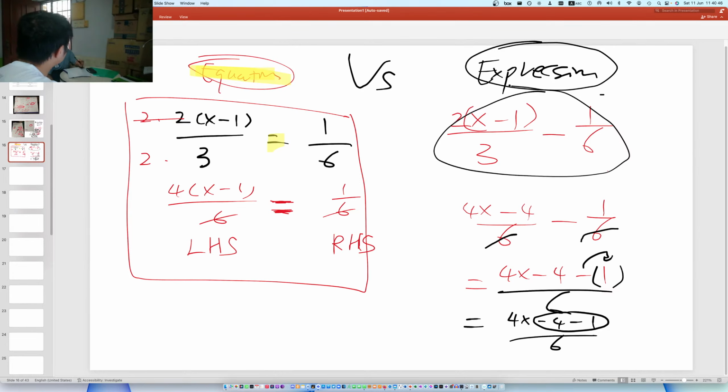Minus 4, minus 1, are they similar? Yeah. So if they are similar, okay, what do you get? Minus 4, minus 1. Minus 5. Okay, so the final answer is this. Can you delete the 6? No. Because it's an expression. Okay? Clear?